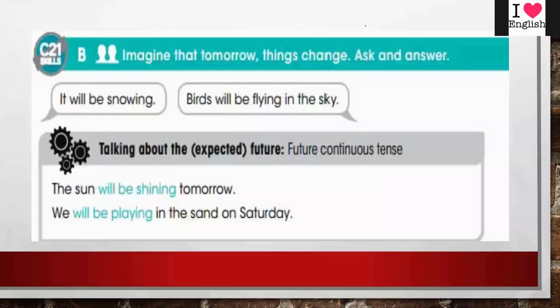So how can we make the future continuous tense? Please listen, look carefully here. So we have a subject. What does it mean, subject here? Subject. Okay, subject. But in grammar, we call subject a noun, the name that comes at the beginning of the sentence. For example, we have subject pronouns. So what are the subject pronouns in English? We have I, and she, he, and it. We. They.